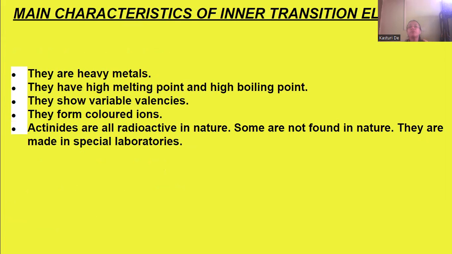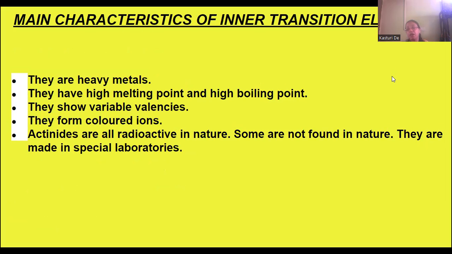Next, the main characteristics of the f block: they are heavy metals with high melting and boiling points. They show variable valencies and form colored ions. Actinides are all radioactive in nature, and some are not found in nature. They are prepared mainly in special laboratories.